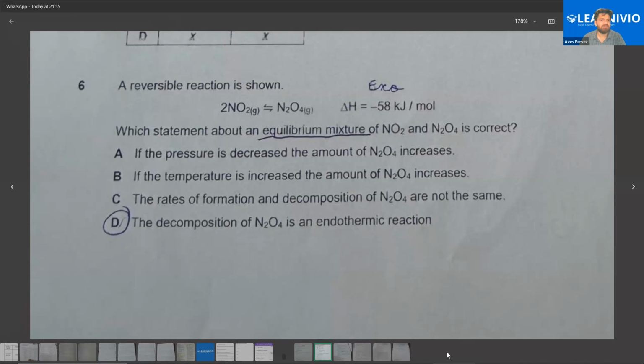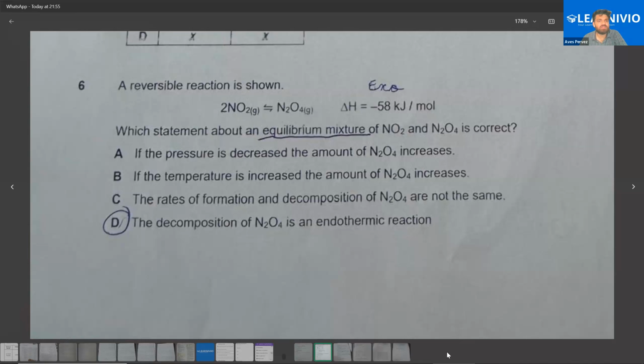Okay, a reversible reaction is shown here. When it is a reversible reaction, it is giving you N2O4. If the enthalpy change is negative, it means heat is being released out. Sorry, that is an exothermic process, not endothermic. Exothermic means heat is being released out. Okay, got it.